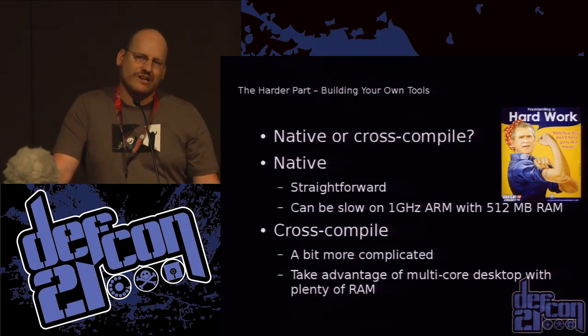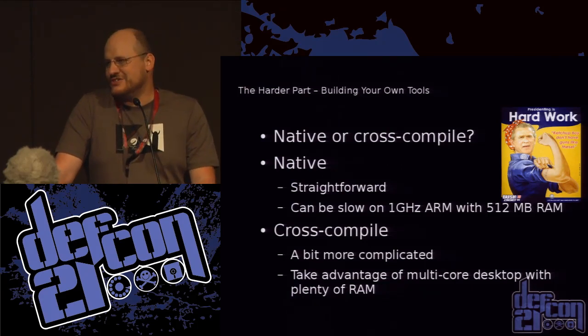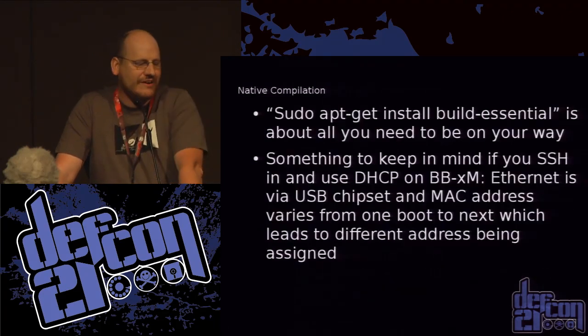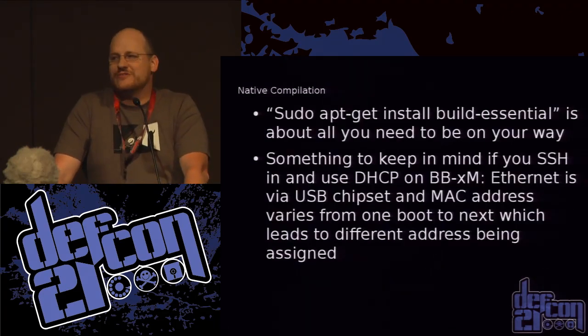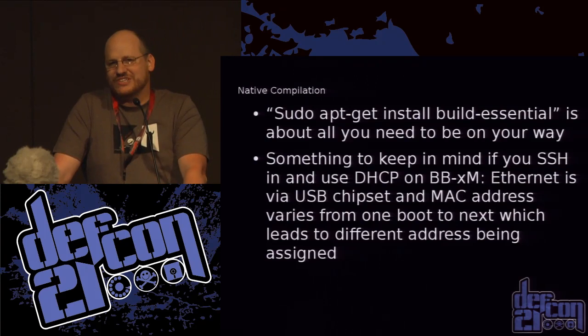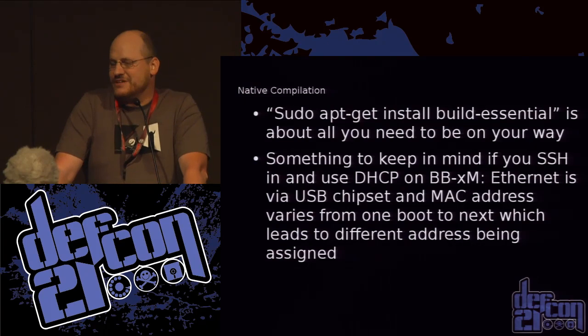So of course you can cross compile. It's a little bit more complicated, but you can take advantage of your heavier computing power. All right. So if you're going to go with the native compile, it's pretty basic. Do a sudo apt-get install build-essential, singular, not plural. I don't know why, but that's the way it is. And you're pretty much on your way. You download your code, do the standard stuff, and you build it.